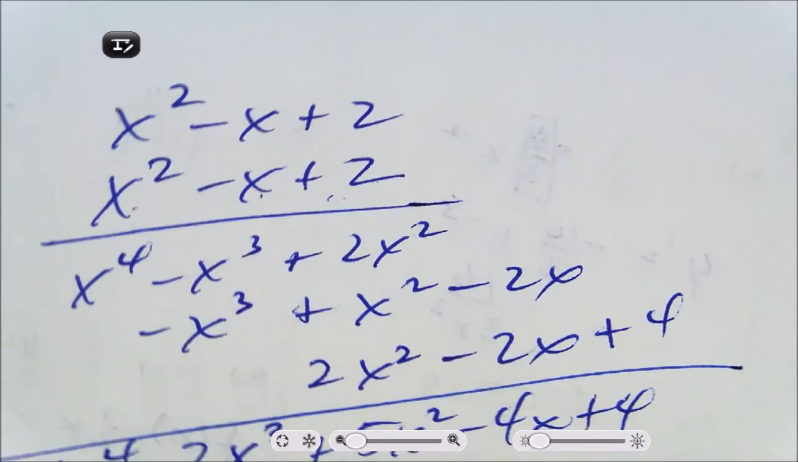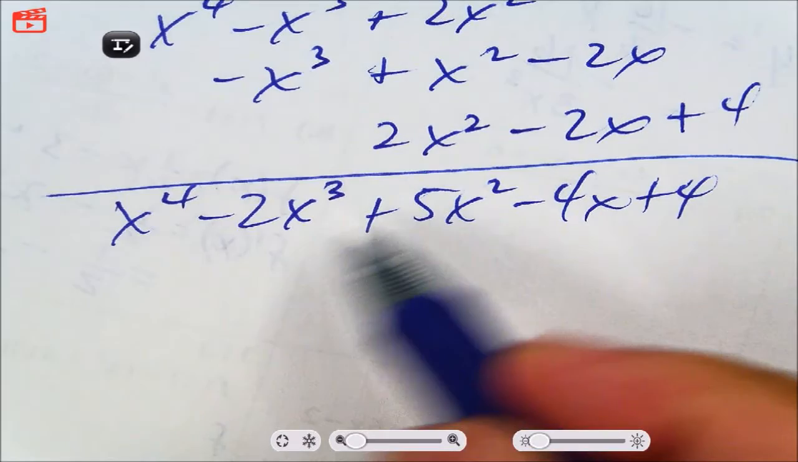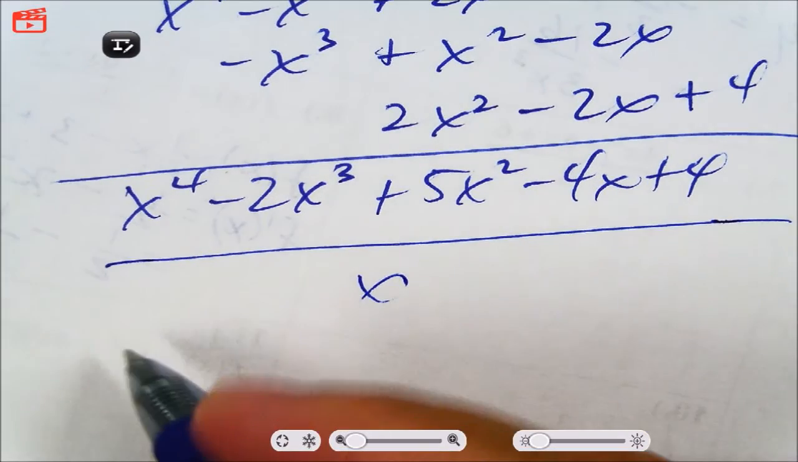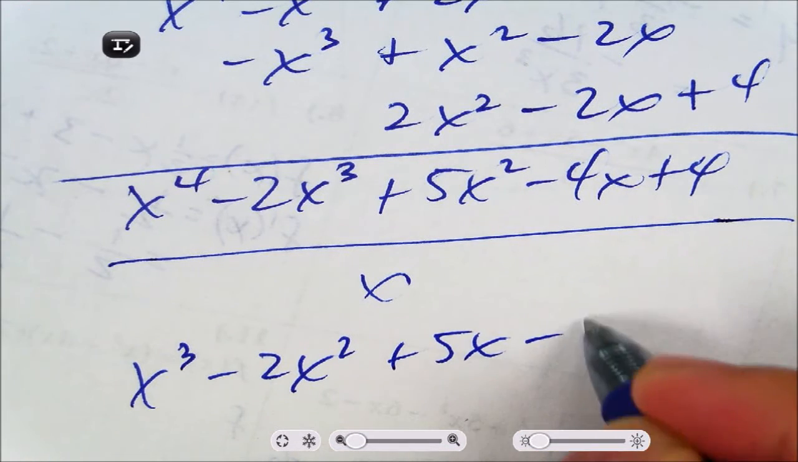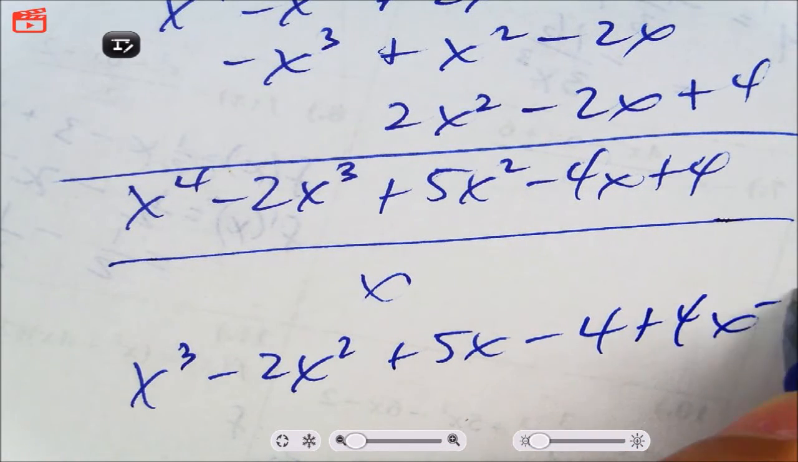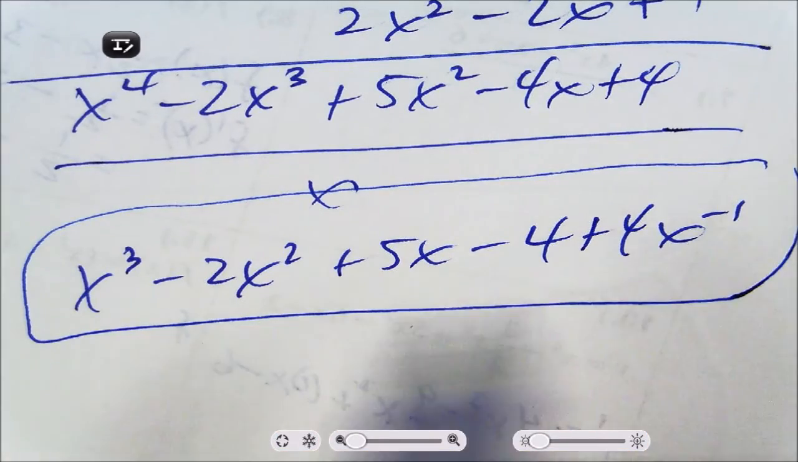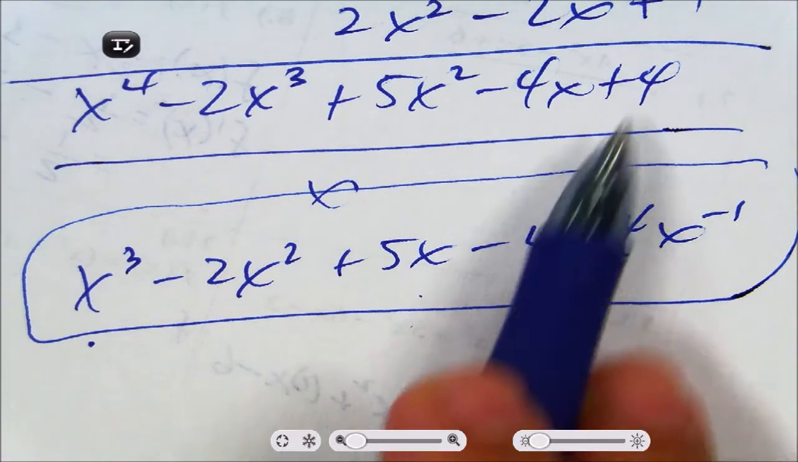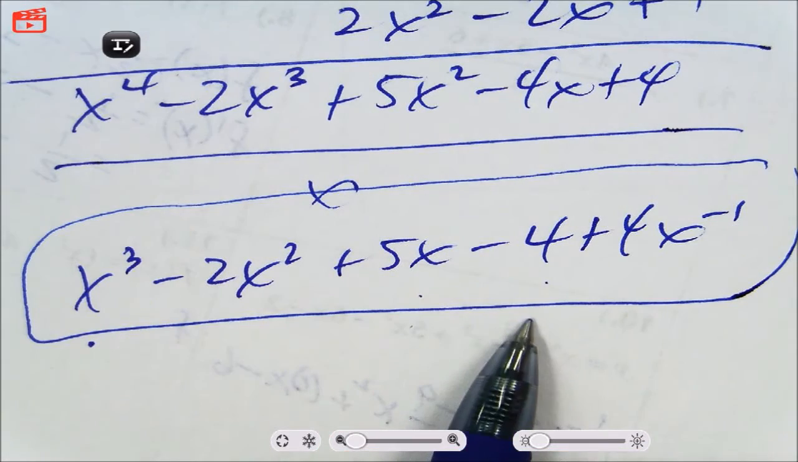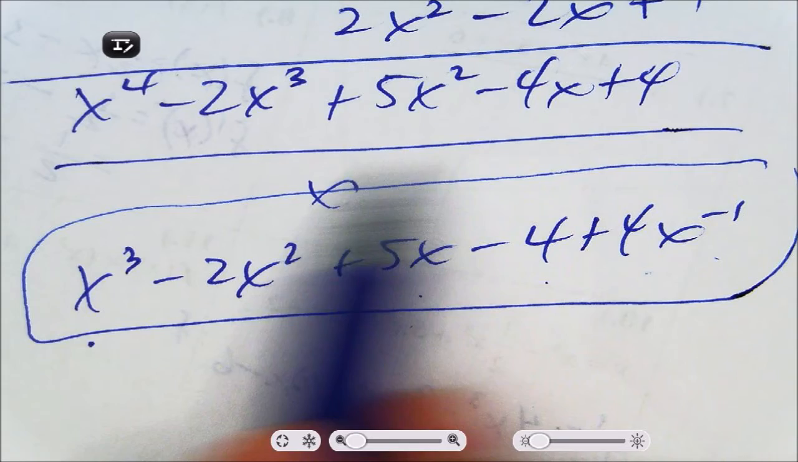Alright, so here I have this, and remember the denominator was x. So let's simplify that before we flip over. Divide that by x, you just subtract 1 from the exponent. So this is what we want to take the derivative of: x cubed minus 2x squared plus 5x minus 4. That comes from this minus 4. And then 4 over x is 4x to the negative 1.